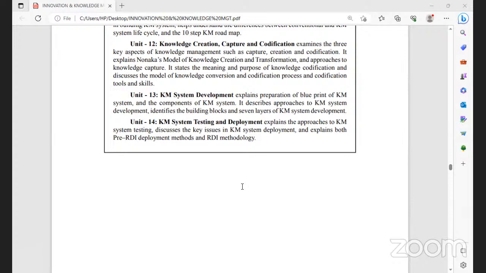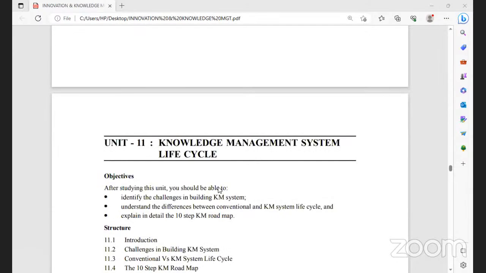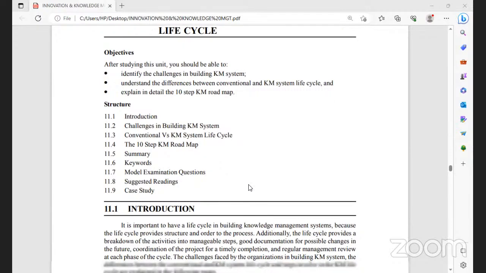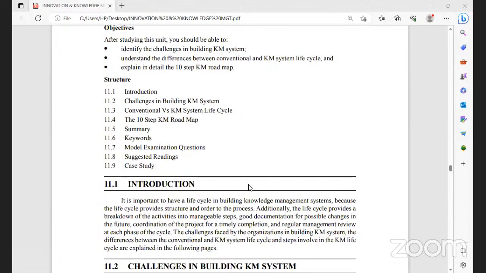Next one is knowledge management system testing and deployment. In the IT industry, we will do manual testing, regression testing, and currently with respect to testing we have Selenium, meaning automated testing. How they are implementing testing here also. Then after testing is completed, how we will deploy the project in the IT industry. Similarly, here also in knowledge management. And in that one, first we have the knowledge management system life cycle. In that one, we have challenges in building a knowledge management system, conventional versus knowledge management life cycle, the 10-step knowledge management roadmap.